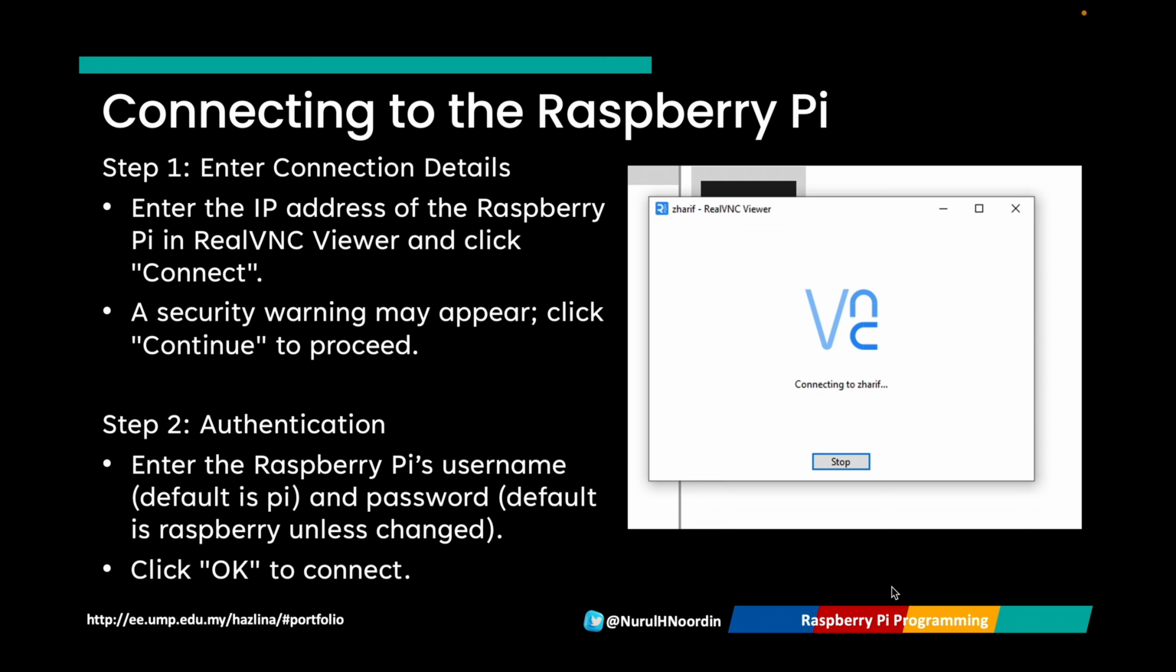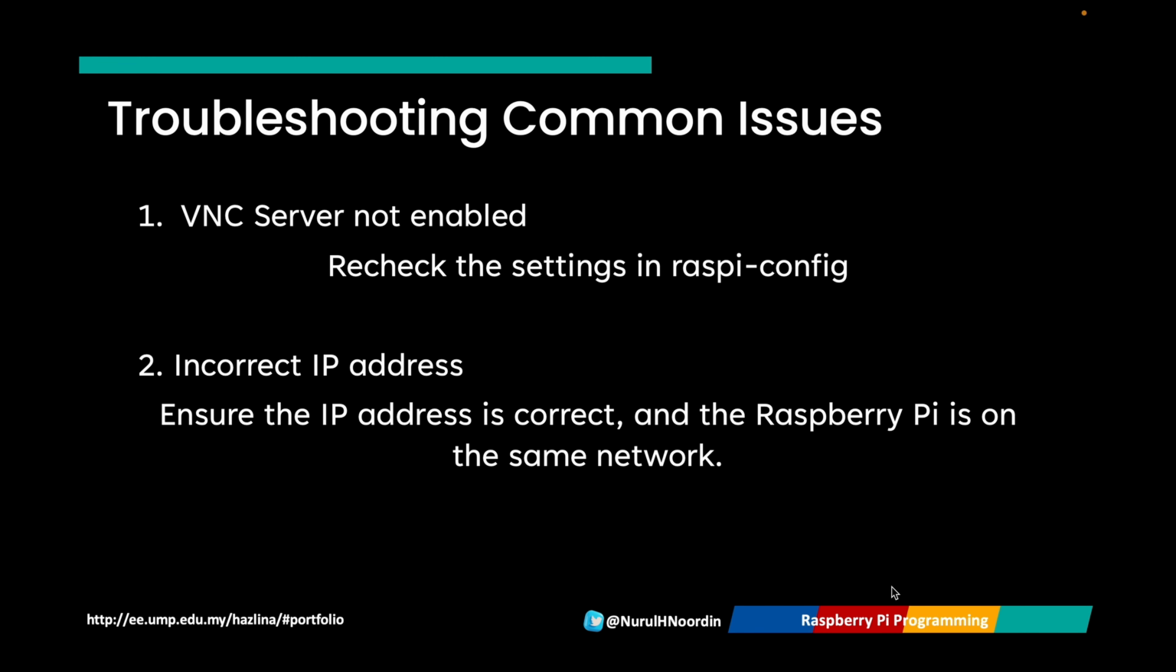Click OK to connect. Sometimes you may face troubles, so let's troubleshoot some of the common issues in establishing this virtual network. Sometimes the VNC server is not enabled, so recheck the setting in Raspberry config. Secondly, which is most common, is an incorrect IP address. Ensure the IP address is correct and the Raspberry Pi is on the same network.